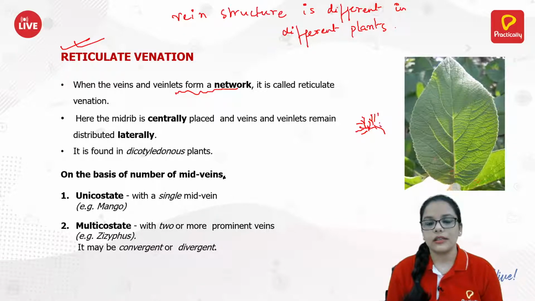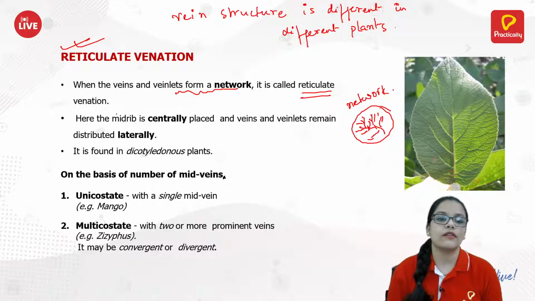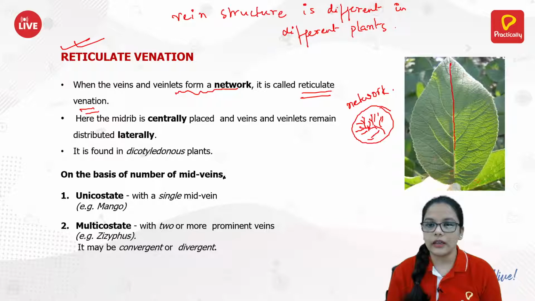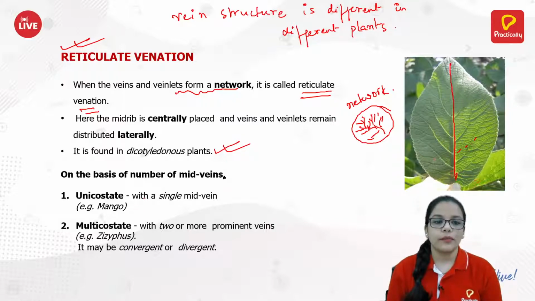It's leading to another. This is a network. This network-forming veins is known as reticulate venation. So this is the main rib. The main vein is in the center, and then the veinlets form a network. This is mostly found in dicotyledonous plants such as mango. In mango, it will have a single mid vein.